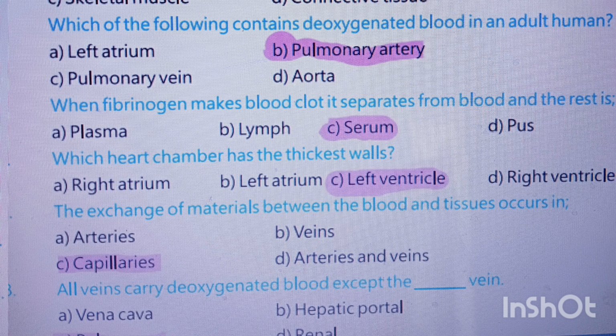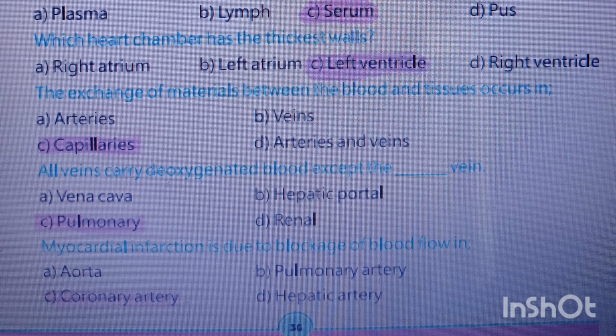The next is option 9. Myocardial infarction is due to blockage of blood flow in which artery? The blockage that causes myocardial infarction occurs in the coronary artery. The right option for this is option number C, coronary artery.